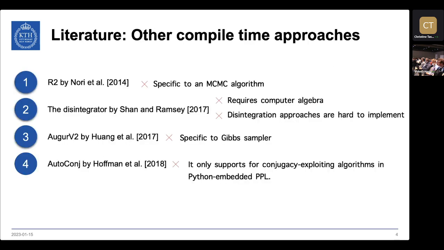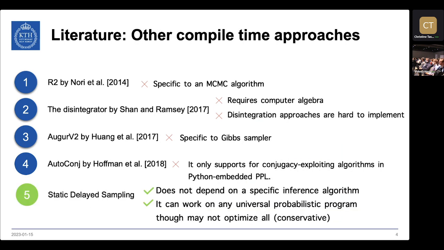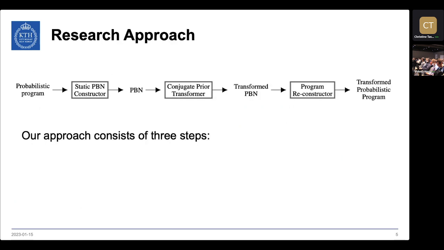There are other compile time approaches, but the main problem with them is they are either specific to a sampling algorithm or a language, or they require some computer algebra, which makes them hard to implement. In our approach, we aim not to depend on any specific inference algorithm, and we can work on any universal probabilistic programming language, though we might be conservative.